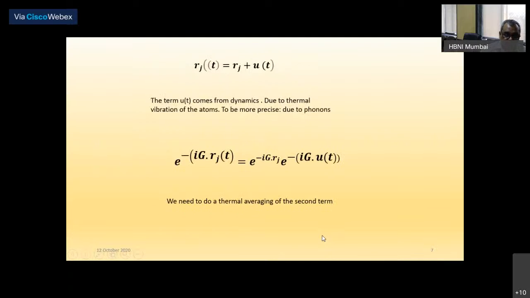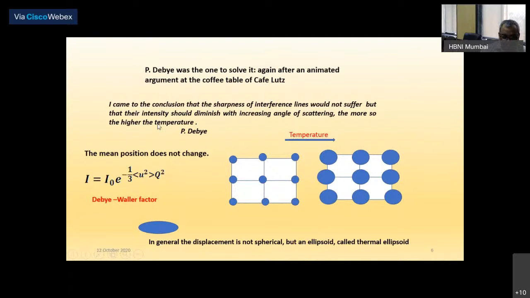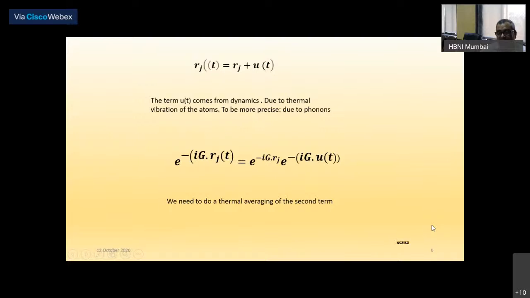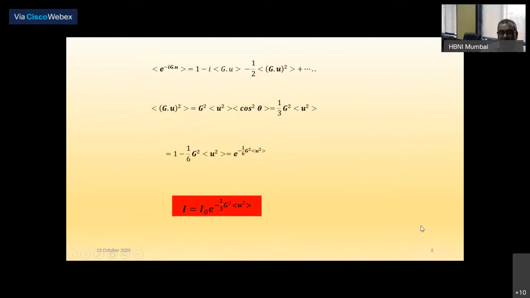That's exactly what led me to the conclusion that the sharpness of the interference lines would not suffer, but that their intensity should diminish with increasing angle of scattering, the more so the higher the temperature. So temperature and Q, this goes down. So temperature, and I always use this example.